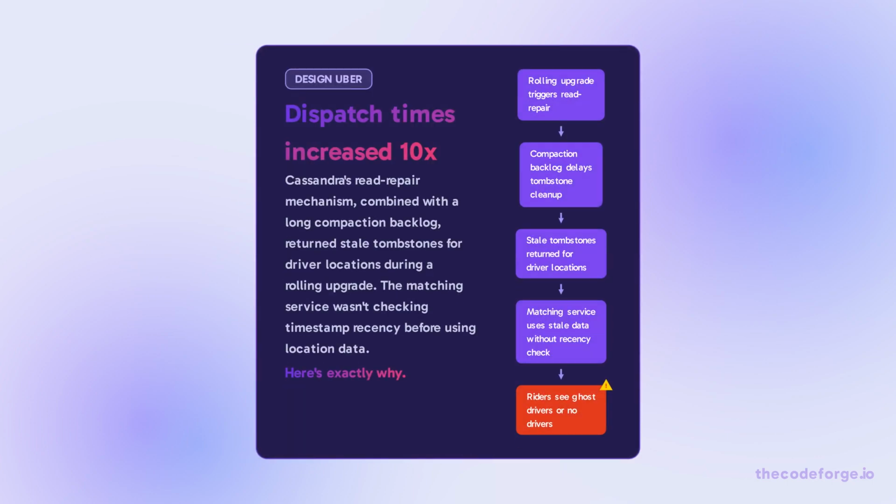Dispatch times increased 10x because Cassandra's read repair returned stale tombstones for driver locations during a rolling upgrade. The matching service didn't check timestamp recency. Here's exactly why. First, let's understand the basics of Uber's architecture.